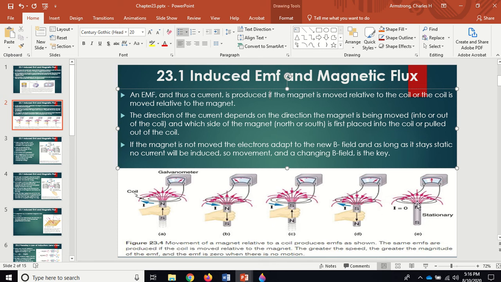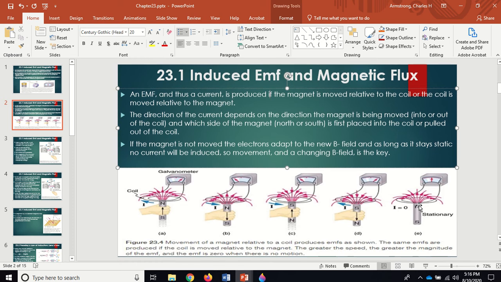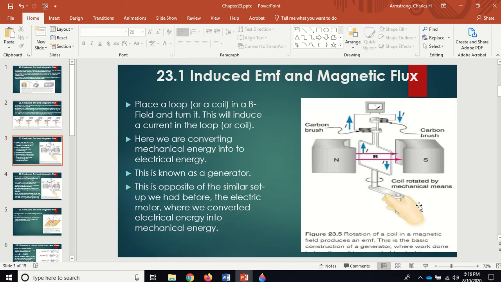Then if it's stationary, no current, because the electrons have gotten used to that new magnetic field. They don't care anymore. They just don't like change. They just like things to stay constant. If the magnet is not moved, the electrons adapt to the new magnetic field, and as long as it stays static, no current will be induced. So movement and the changing magnetic field is the key.